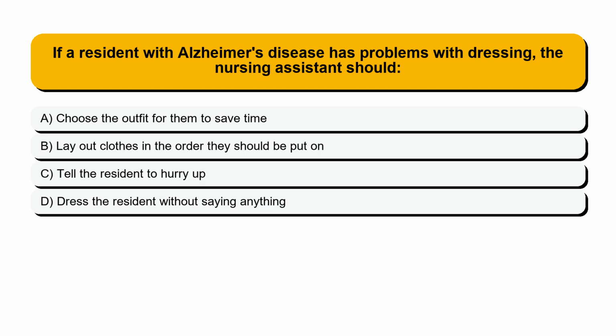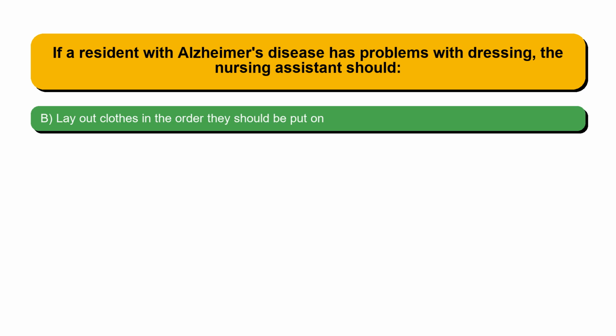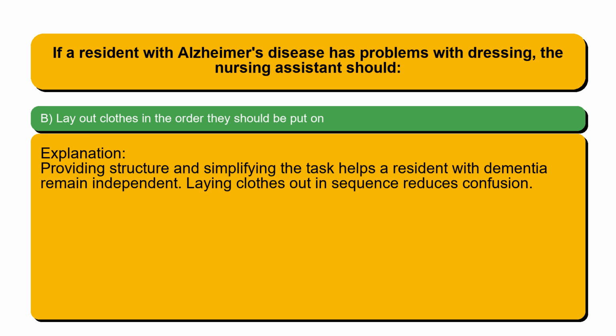Question 61. If a resident with Alzheimer's disease has problems with dressing, the nursing assistant should: Option A, choose the outfit for them to save time. Option B, lay out clothes in the order they should be put on. Option C, tell the resident to hurry up. Option D, address the resident without saying anything. The correct answer is option B, lay out clothes in the order they should be put on. Providing structure and simplifying the task helps a resident with dementia remain independent. Laying clothes out in sequence reduces confusion.